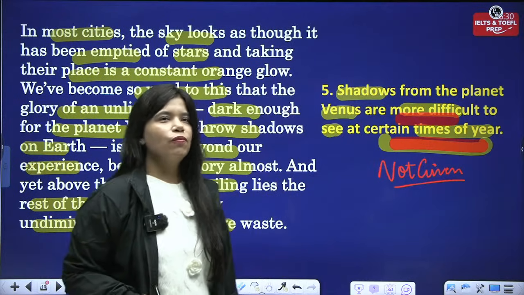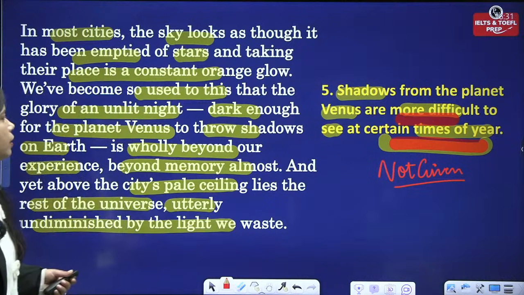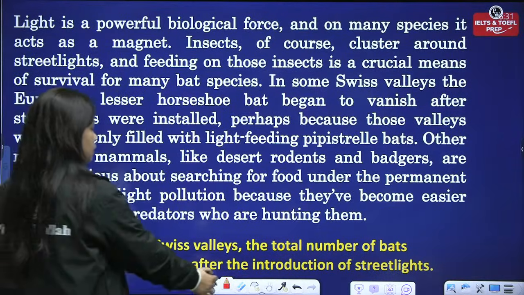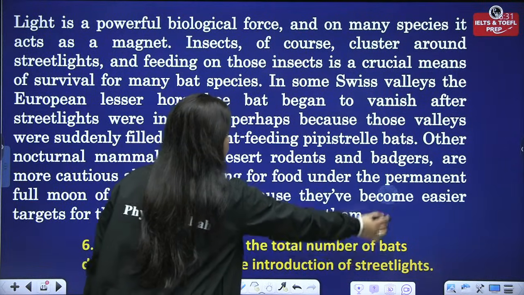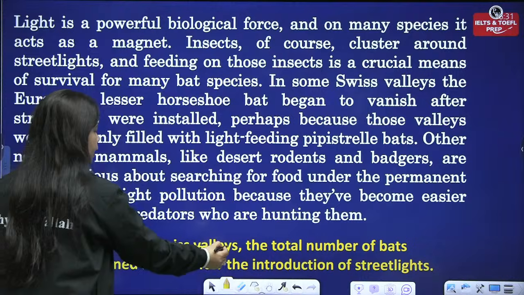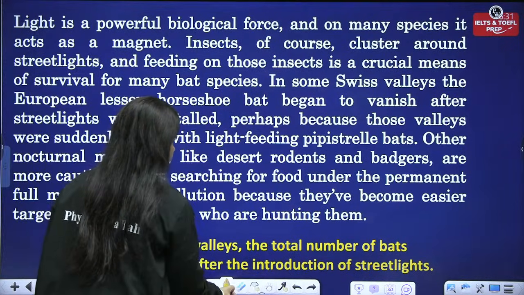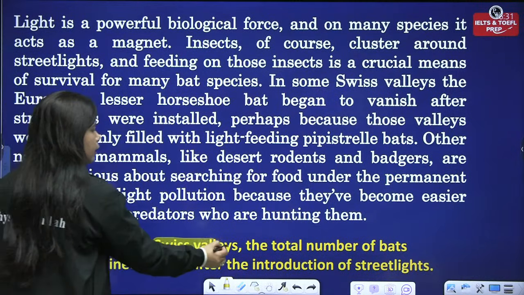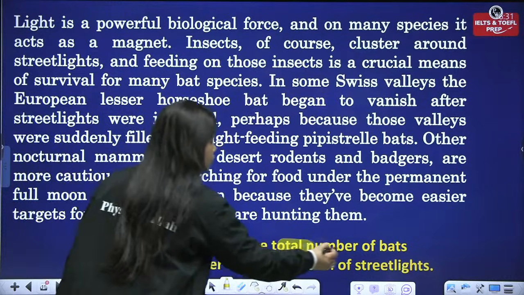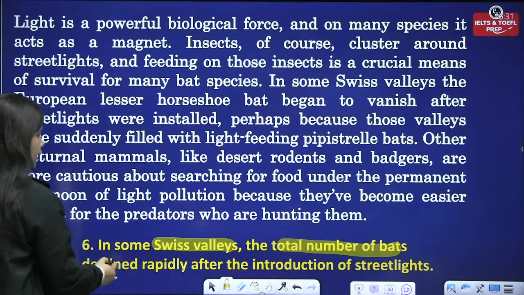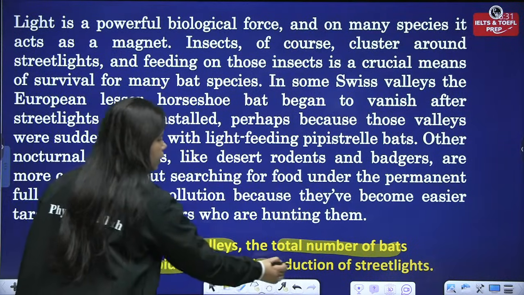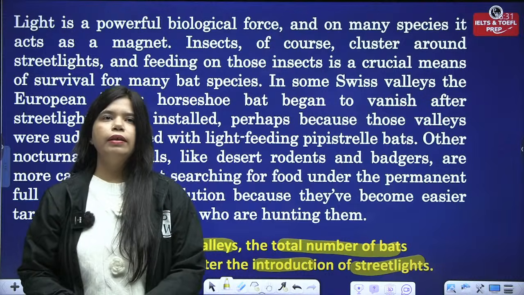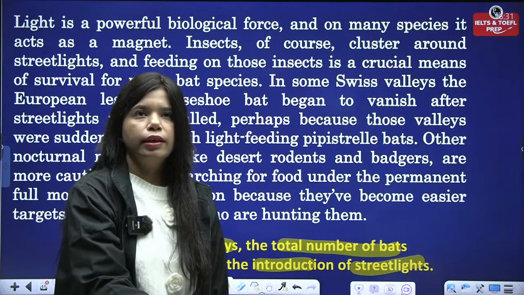All right, let's move forward to question number 6 now. And here you go. It says, in some Swiss valleys, the total number of bats declined rapidly after the introduction of street lights. Take a look, guys, and post your answers in the next 2 minutes.